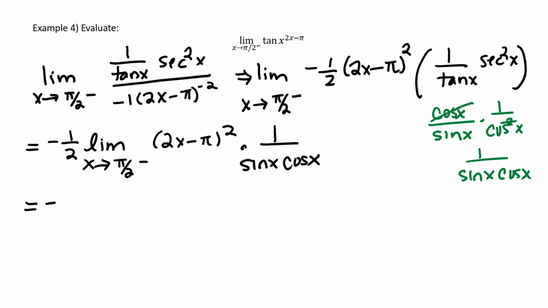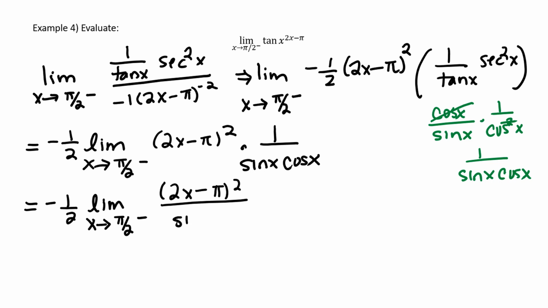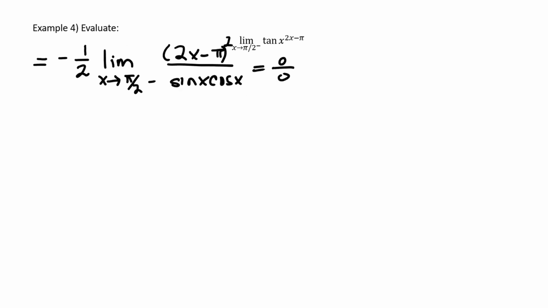I'm going to clean it up again. Negative 1/2 times the limit as x approaches pi over 2 from the left of 2x minus pi squared divided by sine x times cosine x. Well, let's see. We go to pi over 2 from the left, 0, and sine x cosine x as x approaches pi over 2 from the left is 0 over 0. With the 0 over 0, let's do L'Hopital's rule.